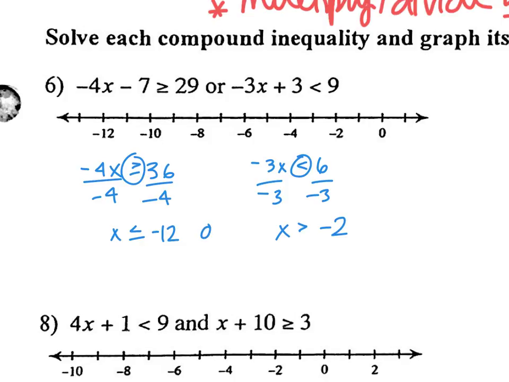And I'm looking at or here, which means I don't need them to overlap. Just wherever they land, they land. So or is greater than negative 2, open and to the right. Less than or equal to negative 12 is going to be closed. Where am I? Negative 12, and to the left.